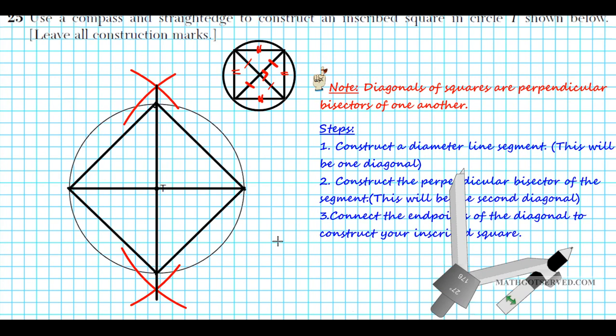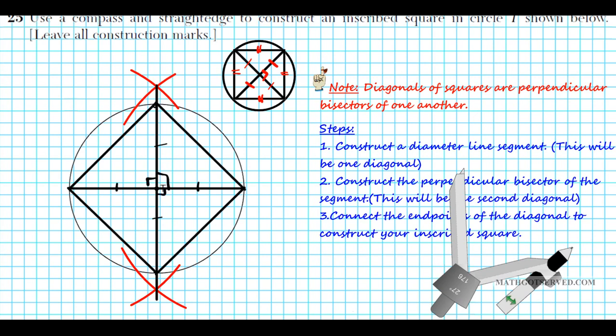Please be sure to leave all your markings on the paper so that your teacher can know exactly what you did to come up with your result. Okay, so this side is congruent to that side. Those are the radii, okay? And then this segment is congruent to this segment, and this is 90 degrees. All of them are 90 degrees.